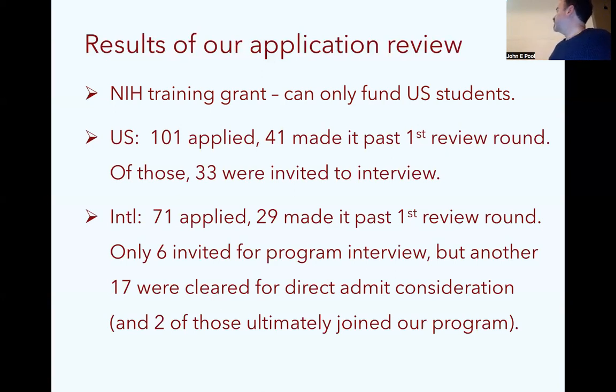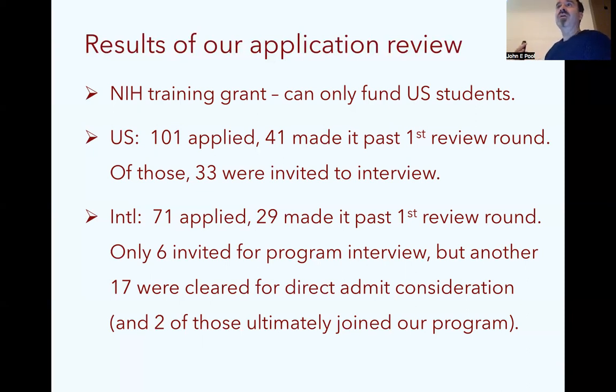We only invited a very small number of them for program interview because of our extremely limited funds to provide for rotations that we give to program admitted applicants. But remember, we also have this direct admit track in our program. And so another 17 of these applications were cleared for at least consideration for direct admission. So they would still need to be interviewed, but their application was considered good enough to consider for direct admission. And that happened in some cases.